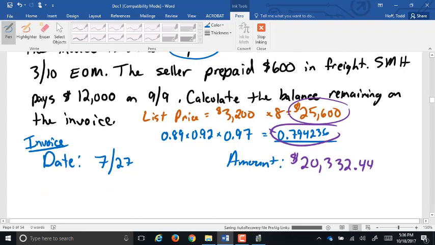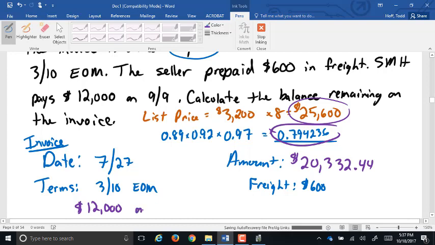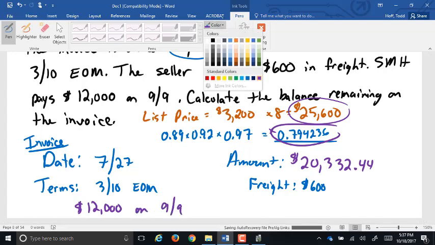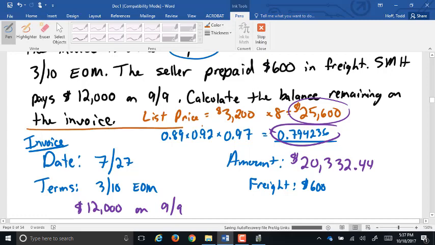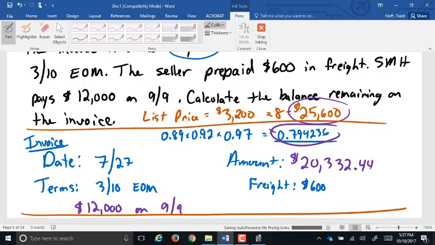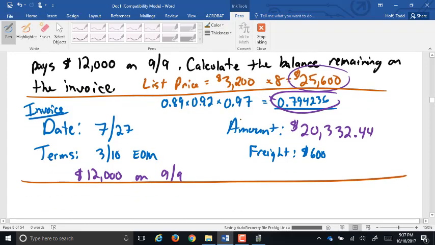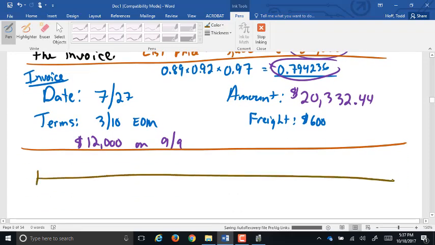We have terms on the invoice, 3/10 EOM. And there was freight of $600. And we are looking at a $12,000 payment on 9/9. So we have constructed the invoice here. Let's do the timeline. Where does this timeline start? Yeah, it's going to be 8/31.